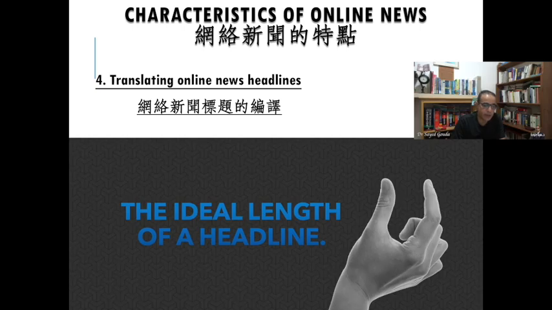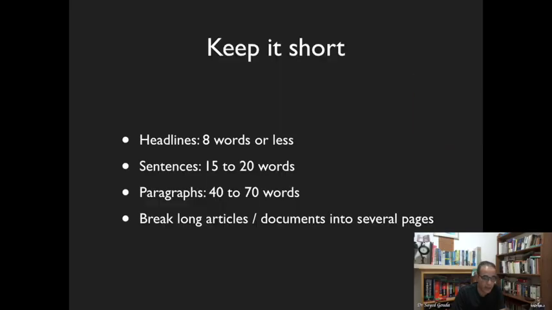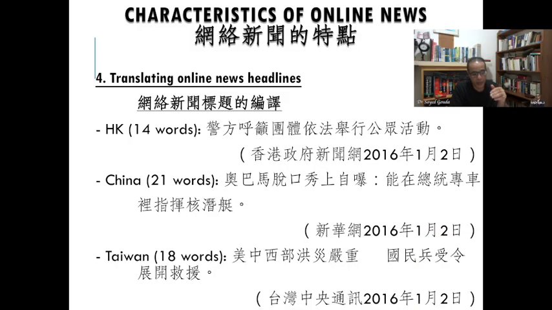The ideal length of a headline should be very short. The headline should be around 8 words or less, so maximum 8 words for the English, of course. The sentence should be from 15 to 20 words. The paragraph, beginning from the lead, should be around 40 words, and the lead comes in one sentence. So one sentence is considered as one paragraph, almost 40 words. But the other paragraphs may go up to 70 words.